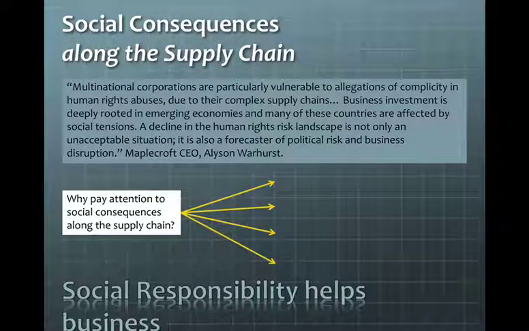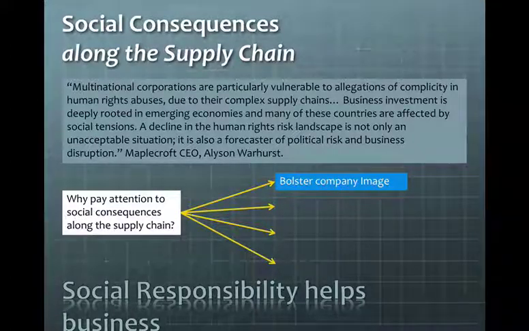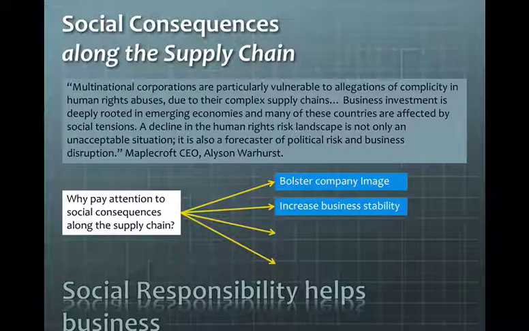In this session, we've looked at three potential sources of information that provide insight as to the social benefits and consequences of sourcing from or outsourcing to a variety of countries around the globe. The incentives for paying attention to social consequences along the supply chain can be many. Operating in countries that support and treat their inhabitants well most certainly can bolster a company's reputation and image. And it can also promote business stability by operating in politically and economically stable locations in the world.